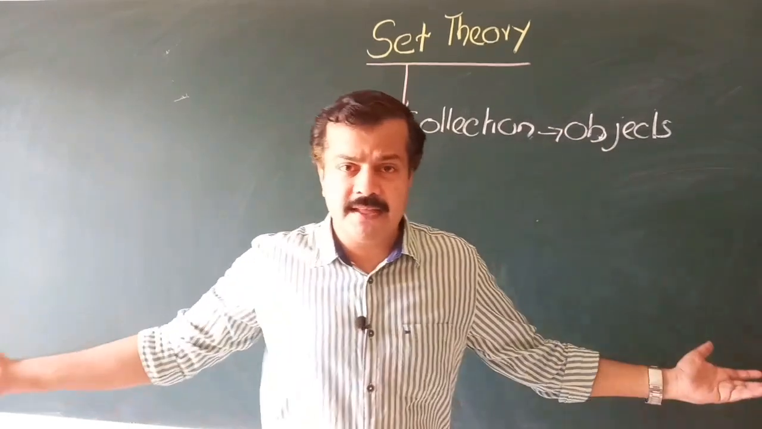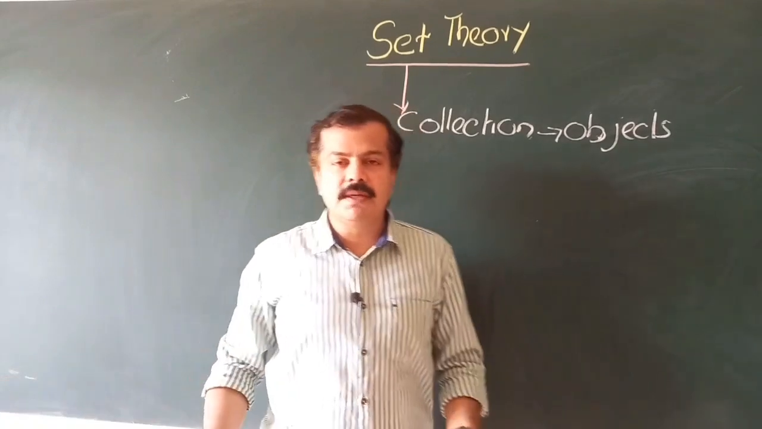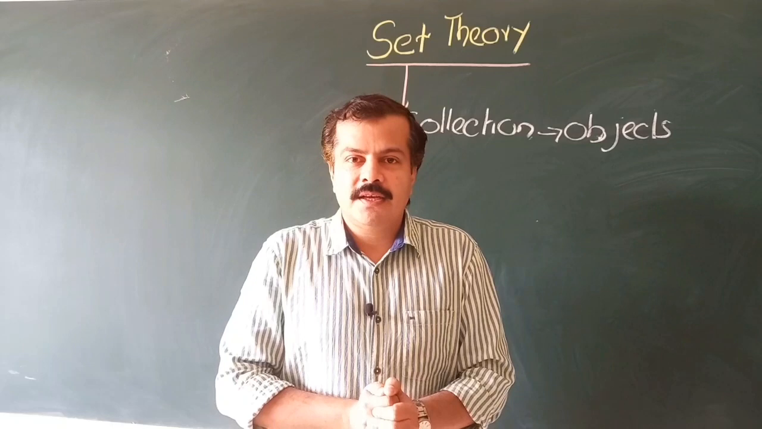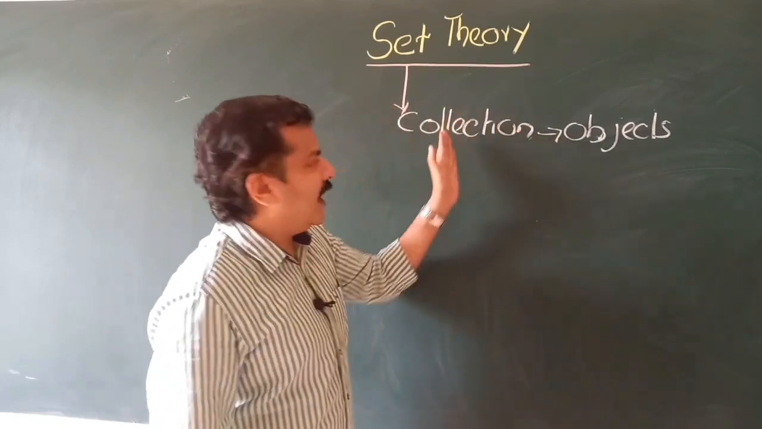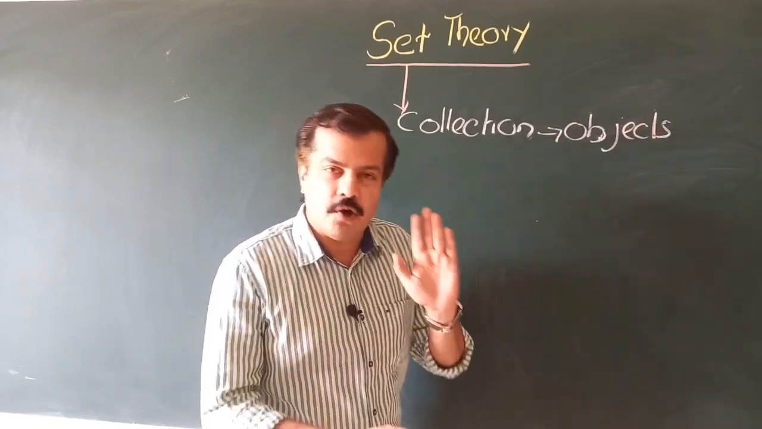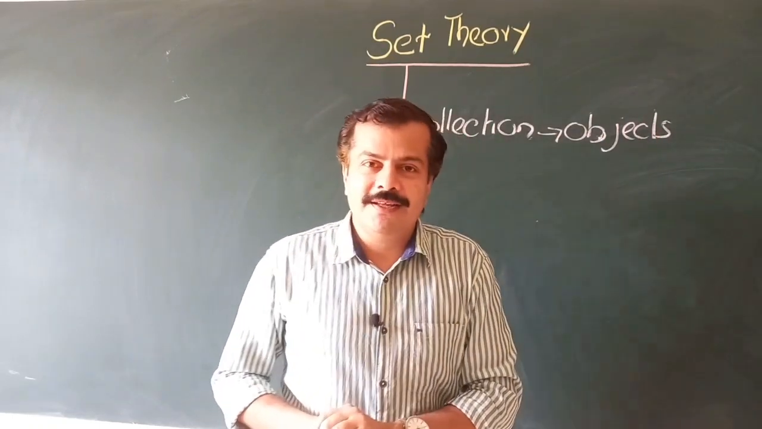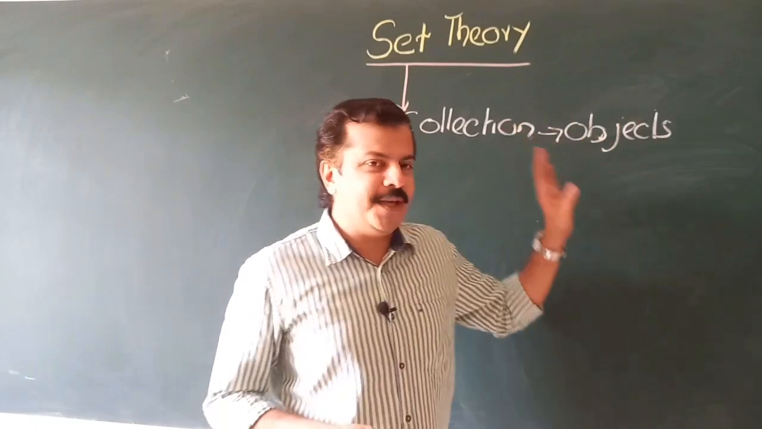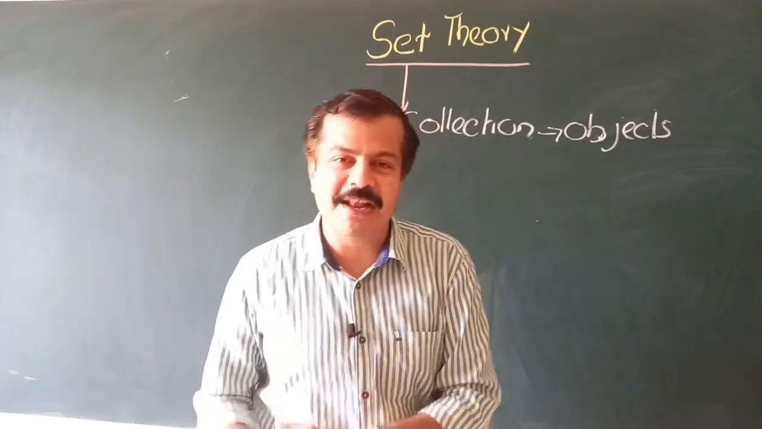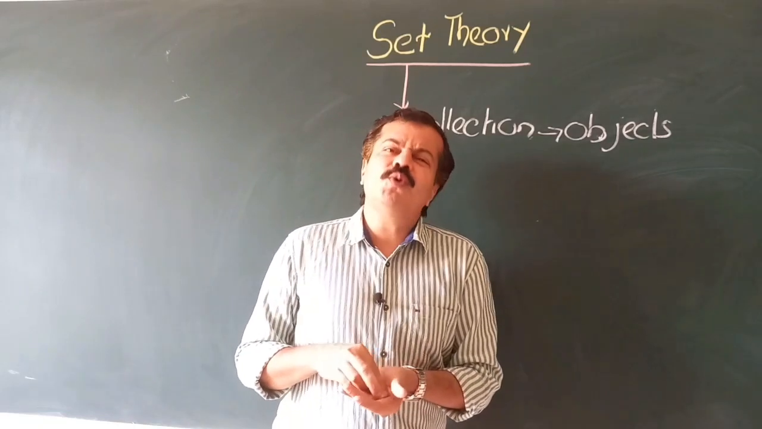These objects can be anything, as we said. It can be numbers, it can be alphabets, or it can be anything. Even though in our analysis we will be focusing mostly on numbers along with some alphabets as well. Now, how to write a set?